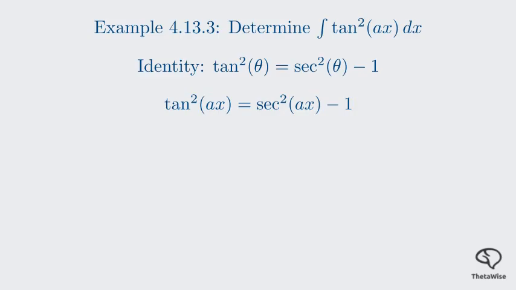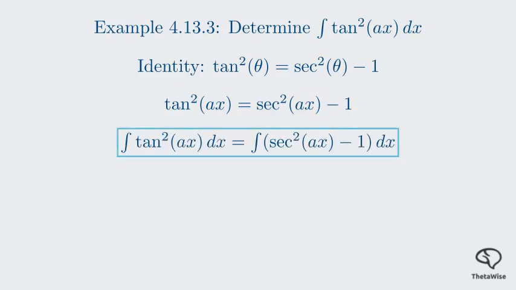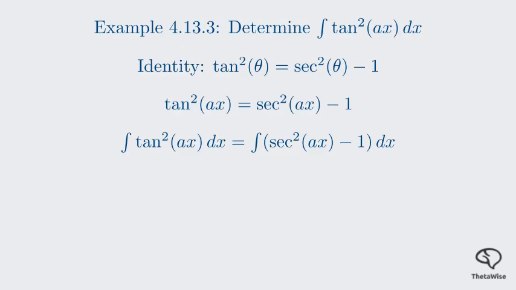Applying this to our problem, we get that tangent squared of ax is equal to secant squared of ax minus 1. We substitute this into the integral. Now we have the integral of the quantity secant squared of ax minus 1 with respect to x. This form is much easier to integrate.